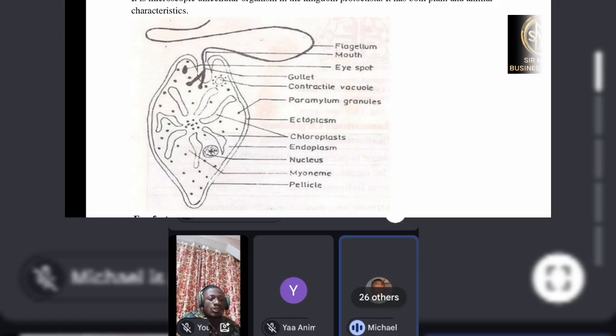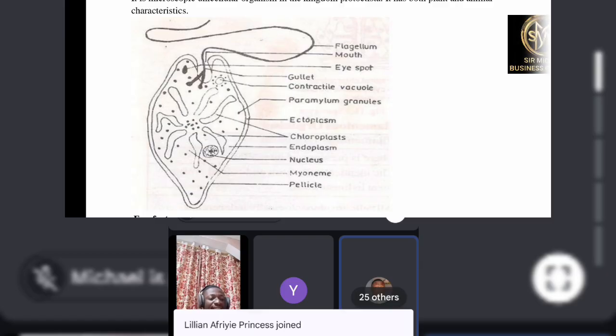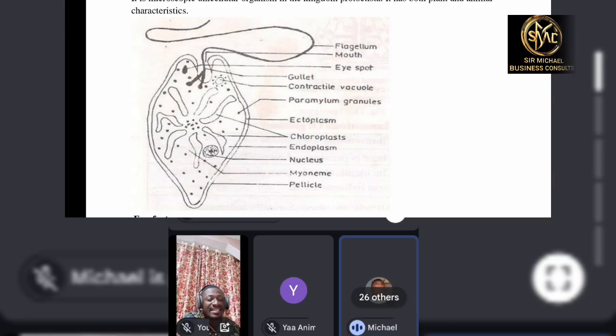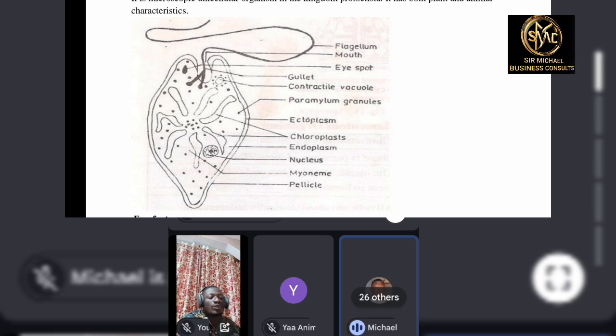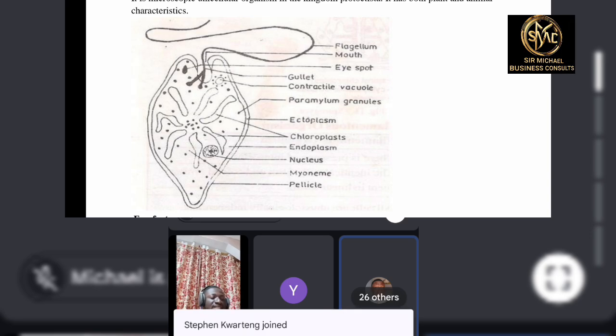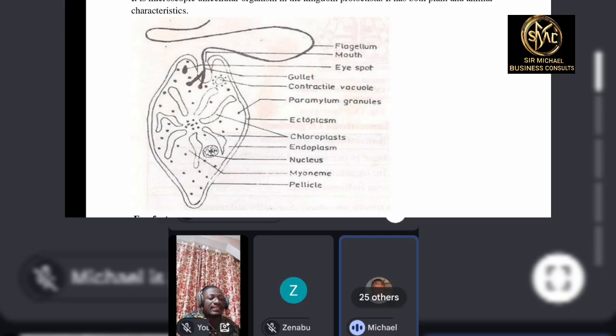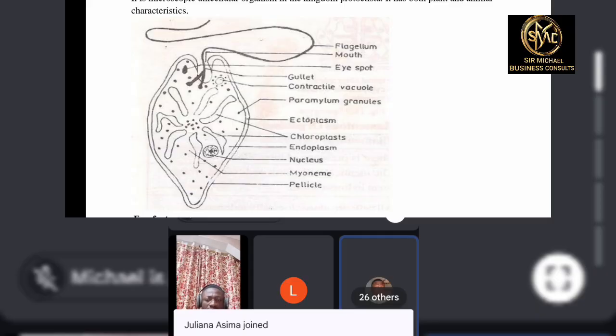It has chloroplasts. So we call it a stellate chloroplast. It looks like a star. So all these things, as you can see here, 1, 2, 3, 4, 5, 6, 7, these are all the chloroplasts in which the chlorophyll is found. Then it has a nucleus that is beneath the stellate chloroplast. Then a myoneme is over there. Then it has the pellicle, and a pellicle is a structure that covers its body.